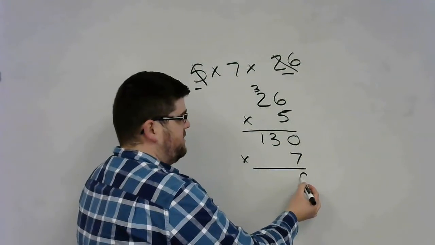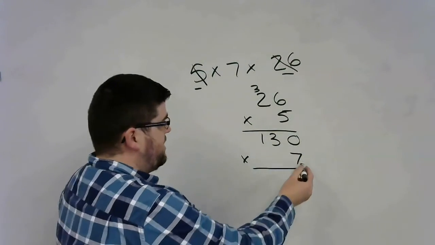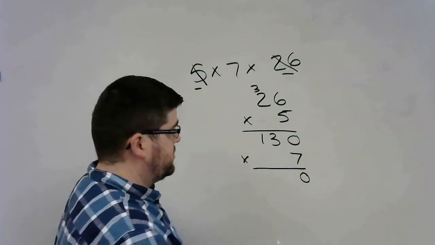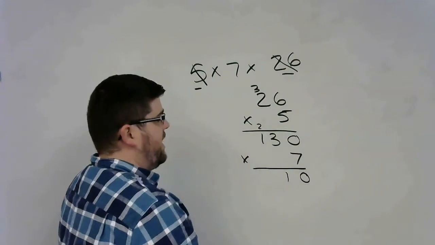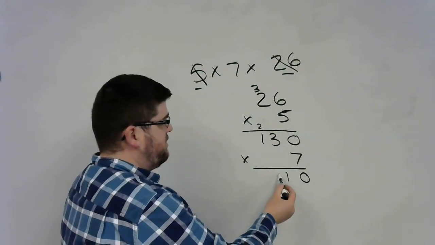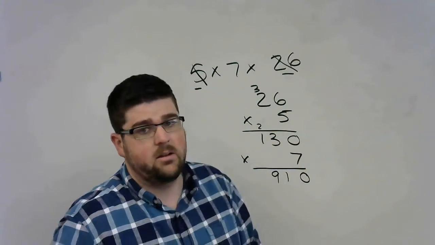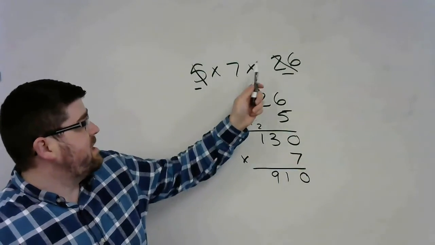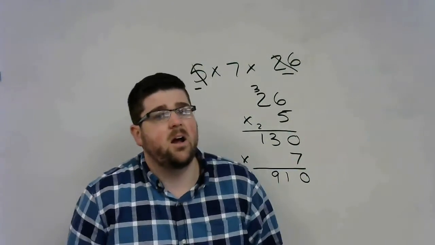7 times 0 is 0. 7 times 3 is 21, so 1 in the basement, 2 in the attic. And then 7 times 1 is 7, plus 2 is 9. So the product of 5 times 7 times 26 is 910.